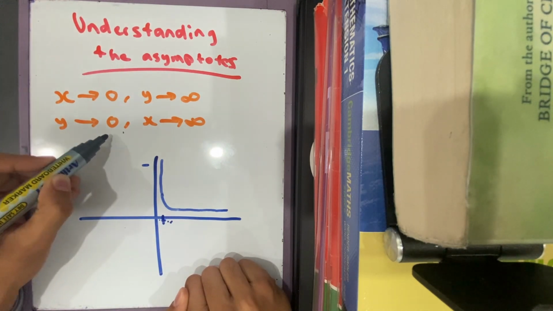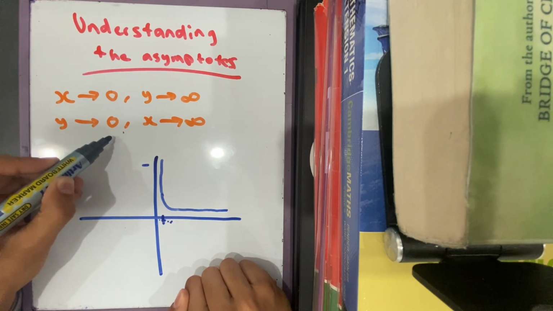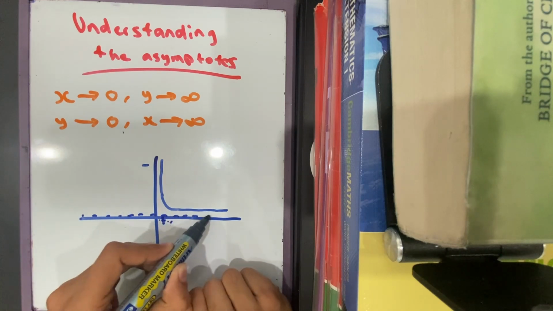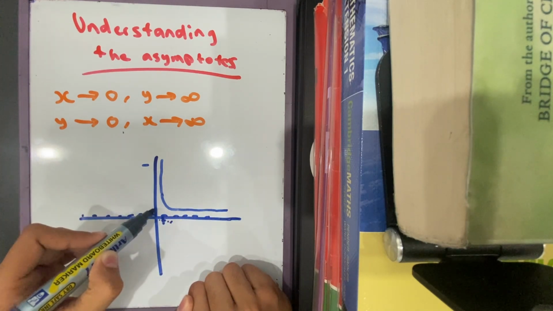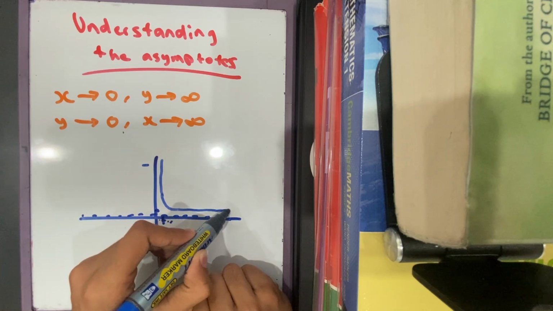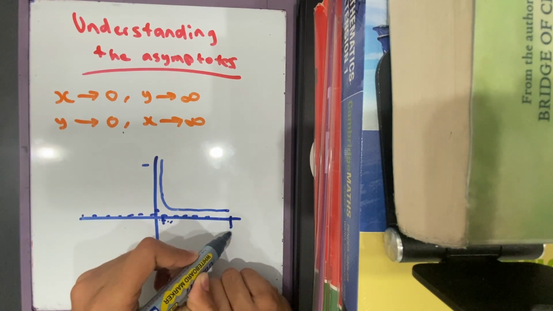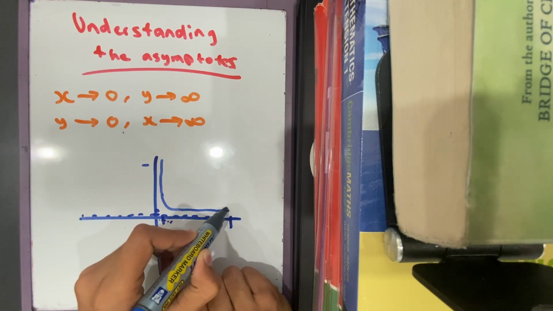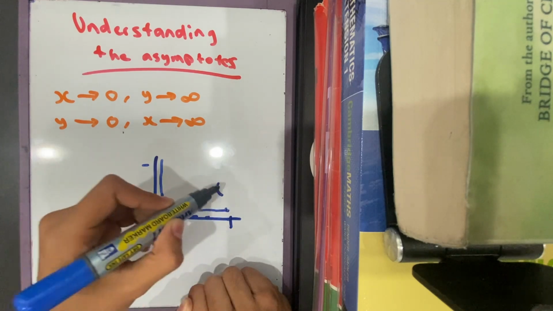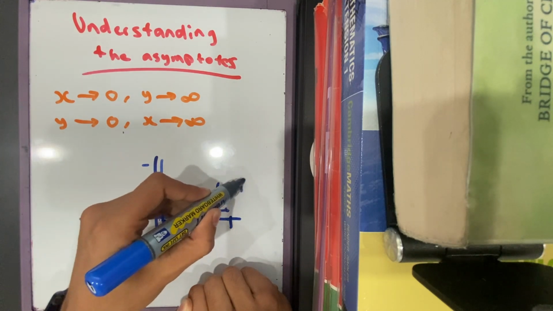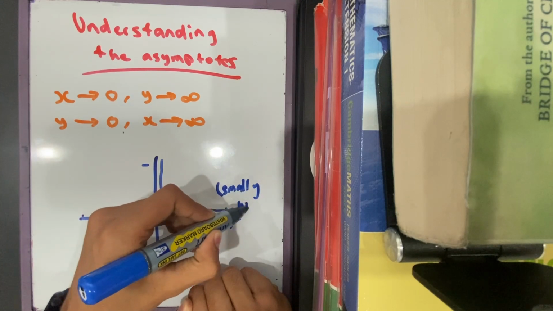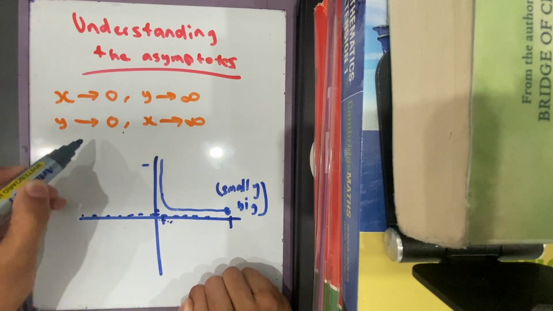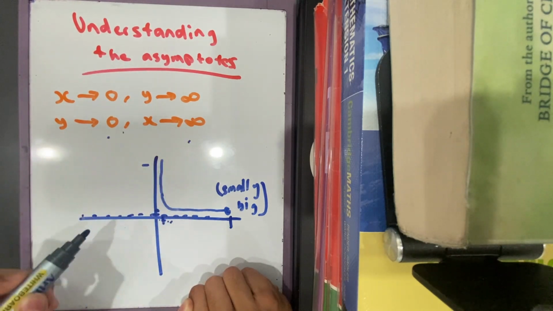Now for this one, when y approaches 0, which is this line here, when my y values approach 0, x becomes really big. These are my big x values. These are my small x values. When y becomes small, x here is big. This is small y, big x, right here. Small y, big x, which is this. Small y, big x. Same for this one.